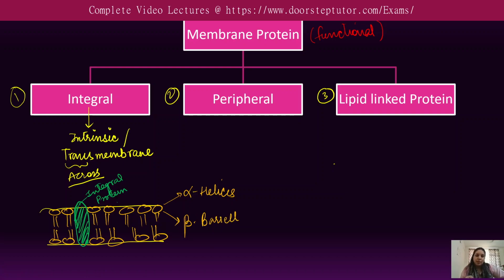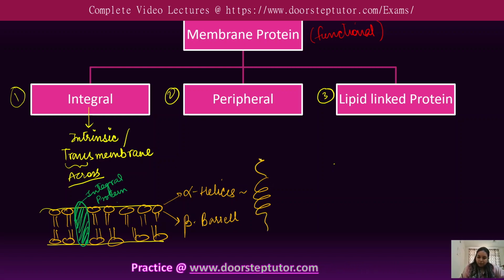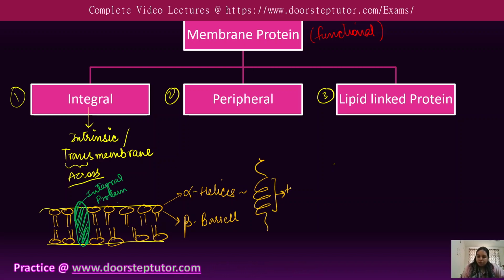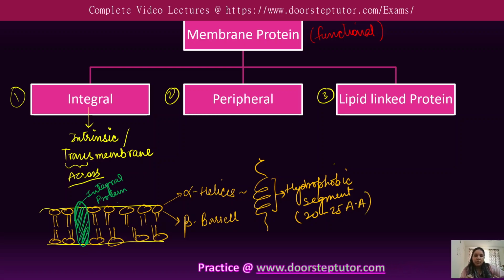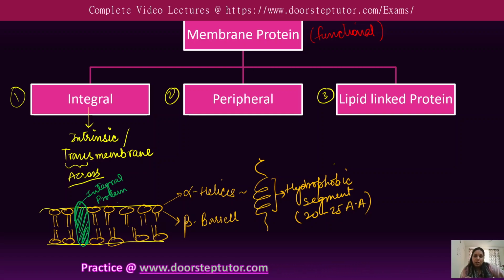There are some strands of alpha helices as well as beta barrels. Alpha helices consist of hydrophobic segments, and these hydrophobic segments are made up of 20 to 25 amino acids, which are usually hydrophobic in nature and are embedded in the hydrophobic core of the lipid bilayer.